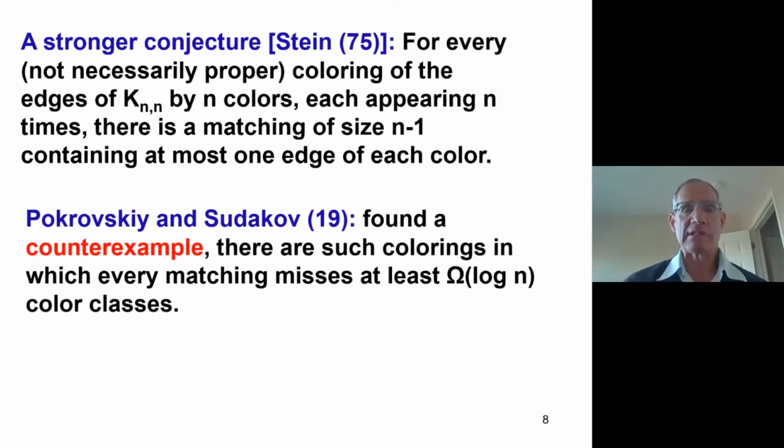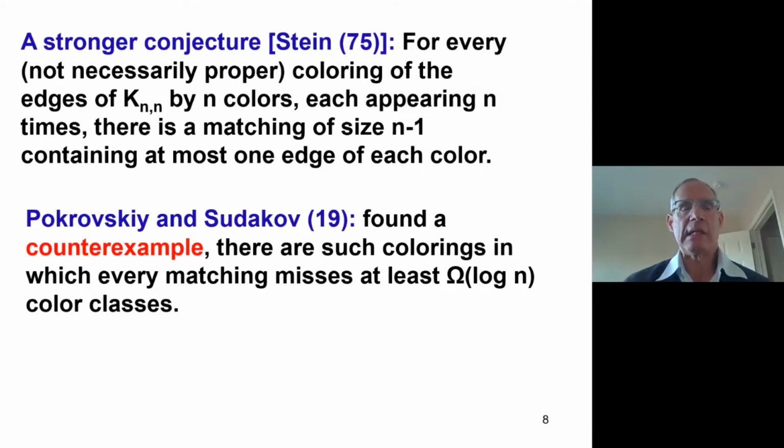So life is not always completely fair, and there is a nice counterexample by Pokrovsky and Sudakov. They found some coloring of the edges of K_{n,n} by n colors, so that every color appears exactly n times. It's not a proper coloring, and every matching, every perfect matching if you want, or every matching of any size, misses at least some constant times log n of the color classes. So you have to miss at least some constant times log n color classes, and therefore if the matching is of size n minus 1, then certainly it contains some colors at least twice.